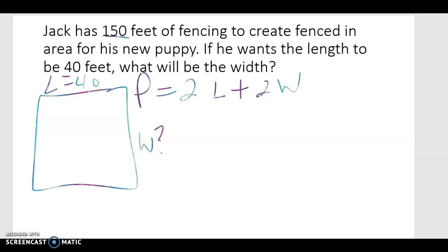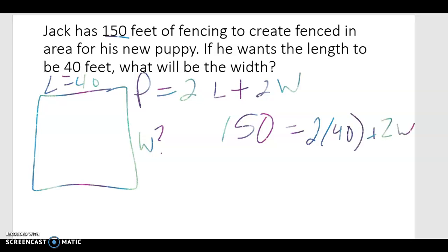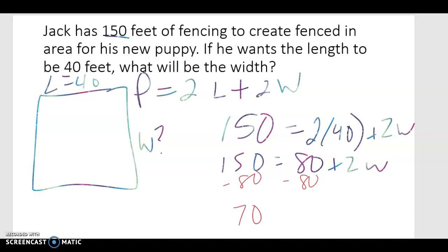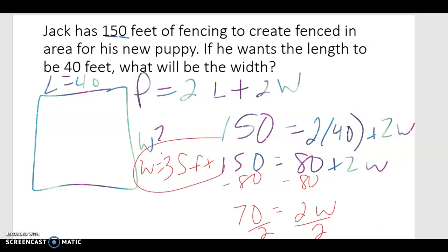So we know the perimeter can be 150. So 2 times 40 plus 2 times W. Well, 2 times 40 is 80. Now I want to isolate and get W by itself. So I subtract 80 from both sides, and I get 70 equals 2W. Divide both sides by 2, and I'm going to say that the width has to be 35 feet, if he wants to use all of that fencing. Obviously, he could make it shorter and have leftover fencing, but that's up to Jack.